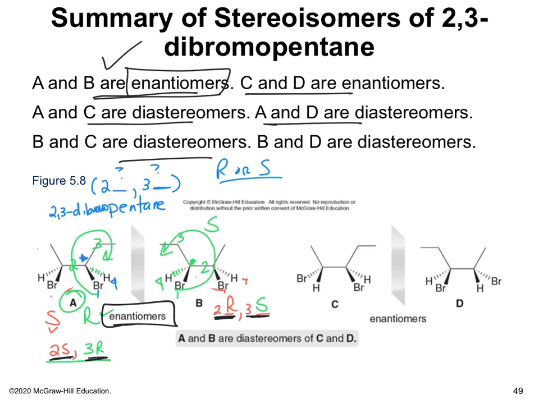Now what's C? Well, let's do 1, 2. So we're looking at 2. That's your 2. And then we have a 1 and a 4 and a 2 and a 3. So 1, 2, 3. That is S. But hydrogen is now coming at you, so S has to go to R. So that's 2R.